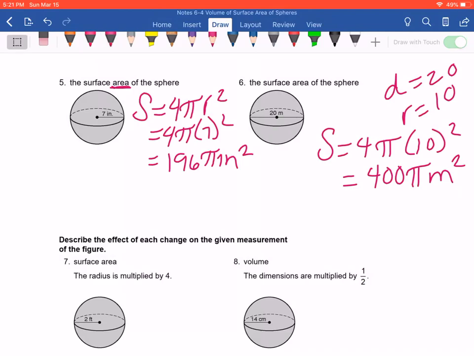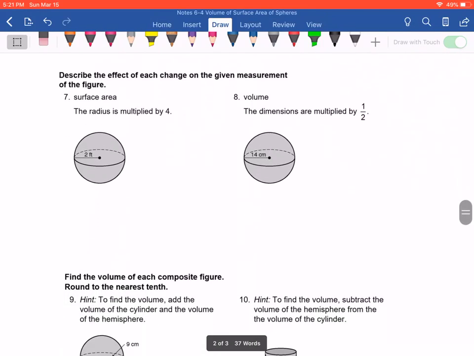All right, looking down at number 7. Describe the effect of each change on the given measurement of the figure. Well, just like in a couple of the other notes that we've given, we're going to apply the same logic here, but be very mindful, right, of the words that are involved in the questions. With number 7, we want to find the surface area. We want to figure out the effective change on the given measurement of the figure. So what would the change be on the surface area if the radius here is multiplied by 4?